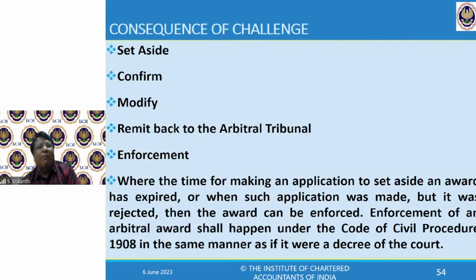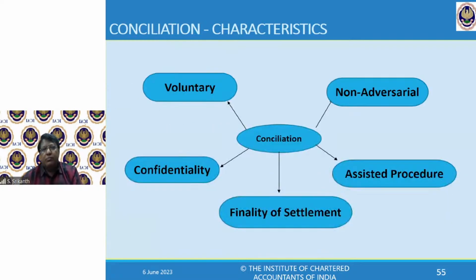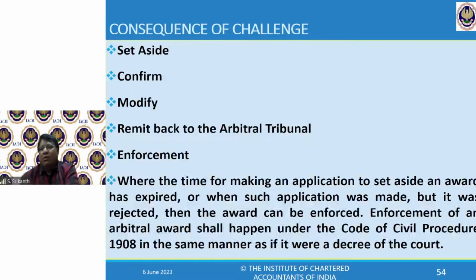Where the time for application to set aside an award has expired, or when such application was made but it was rejected, then the award can be enforced. The enforcement of an arbitral award shall happen under the Code of Civil Procedure 1908 in the same manner as if it were a decree of the court. Decree of the court, please note. See, decree of the court means you can attach a bank account. You can attach property, sell, take the money, whatever. We have finished arbitration, the extent relevant. Section 34 is very, very important.